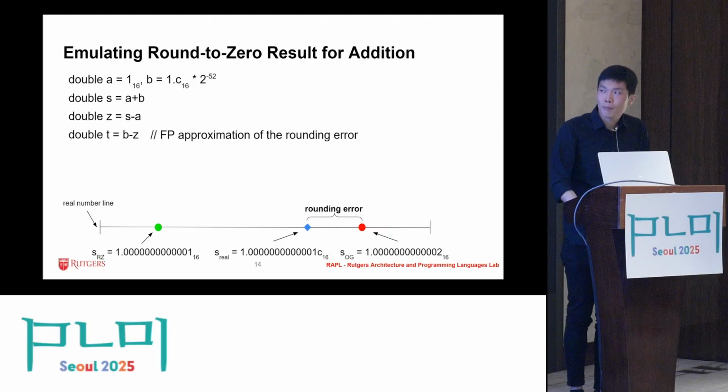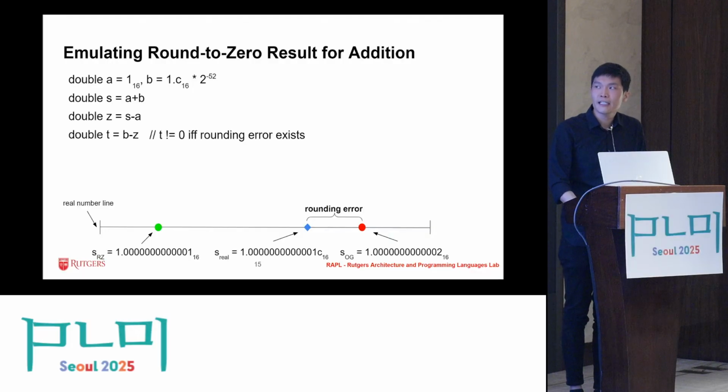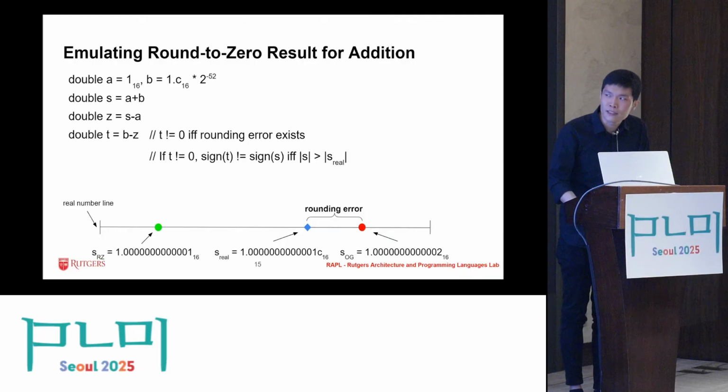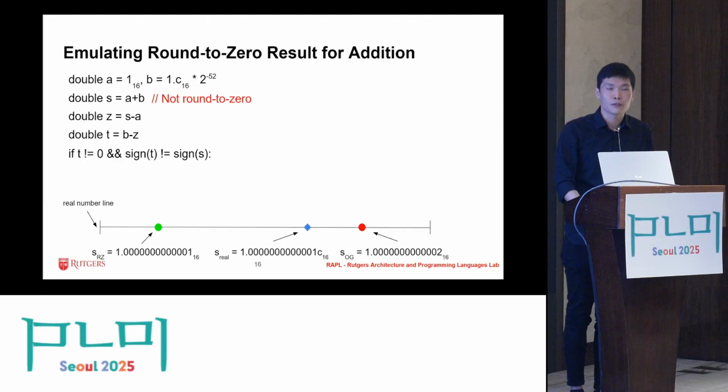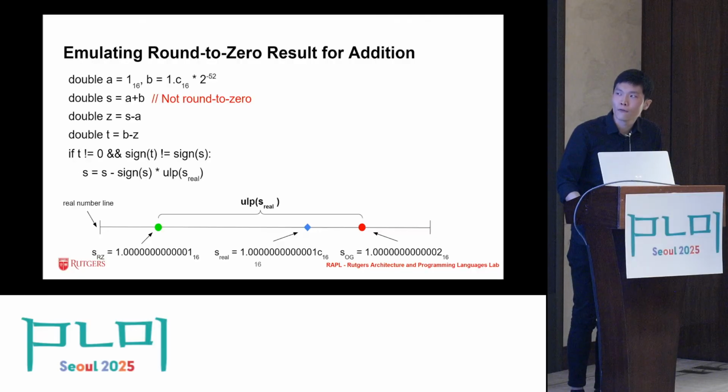Now, we prove in our paper that our error approximation t is non-zero if and only if rounding error exists in the initial floating point sum s. We also prove that when such is the case, the sign of t differs from that of s if and only if s has a magnitude greater than its real arithmetic counterpart. When both these conditions hold, we can conclude that the original floating point sum does not conform to round to zero, and we can subtract 1 ulp from its magnitude to adjust its value as intended.